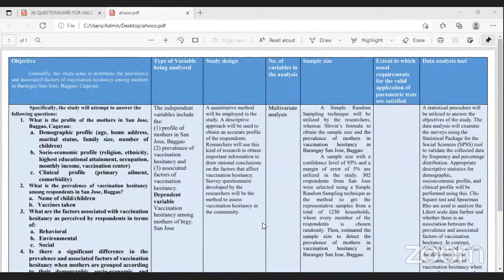Okay naman siya. So, what sampling technique will you use? Simple random, kasi San Jose, Baggao yun. Yes po. Okay. So, dapat din meron kang sampling frame. Alright. And each household will be randomized by getting only the mothers, kasi mothers yung target mo, yes? Yes po.